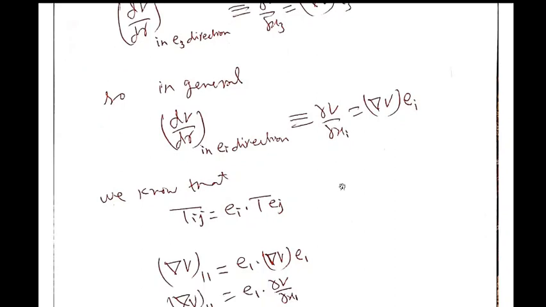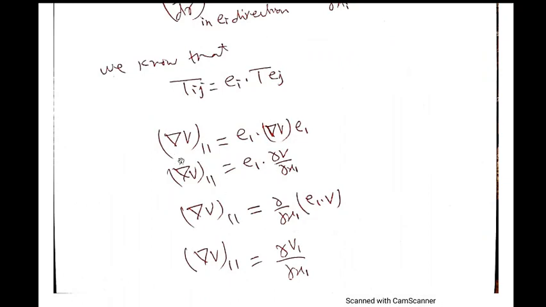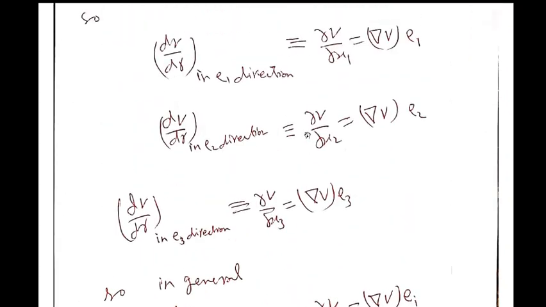So this is basically the definition of the ijth components of tensor T. So T_ij equals e_i dot T e_j. There would be 9 components of this tensor. First will be 1 1. What is the 1 1? 1 1 will be e1 dot, instead of T we have gradient of v, applied on e1. It gives us partial v partial x1, this one.